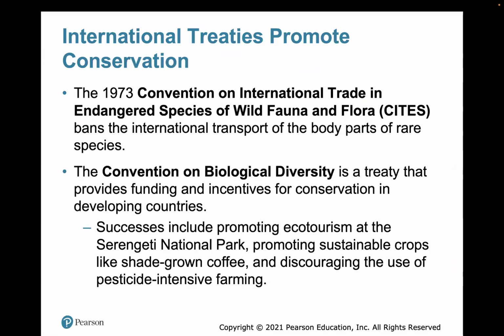So I just want to mention CITES, which is the Convention on International Trade in Endangered Species of Wild Fauna and Flora. This is pretty much banning the international transport of body parts of rare species. So you can't take them and sell them or do anything like that. And then the Convention on Biological Diversity is a treaty providing funding and incentives for conservation efforts in developing countries. So they're the ones that promote tourism. They promote some sustainable crops, an example of that is shade-grown coffee, and discourage use of pesticides, so anything that might harm the species.